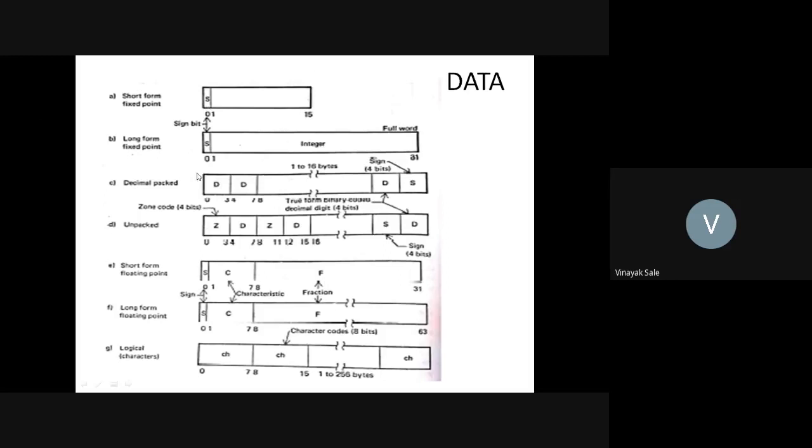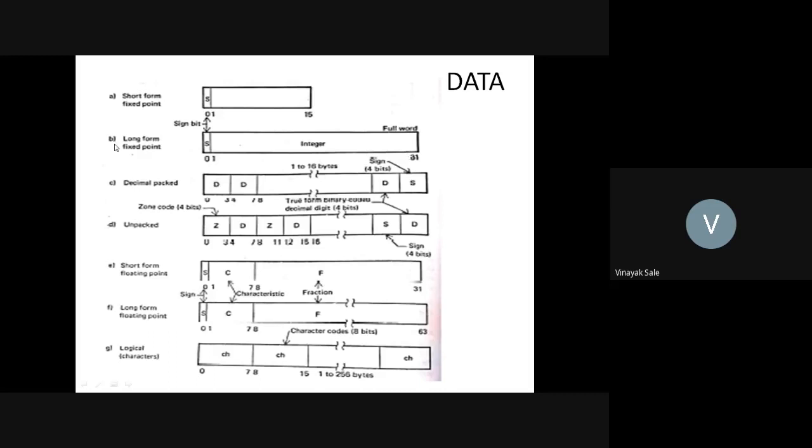Then in figure B, same long form fixed point, that is which is 32 bit, that is full word. This is the full word. And short form fixed point, which is a half word. So out of these 32 bit, 0th bit is a sign bit, and remaining is data 1 to 31.